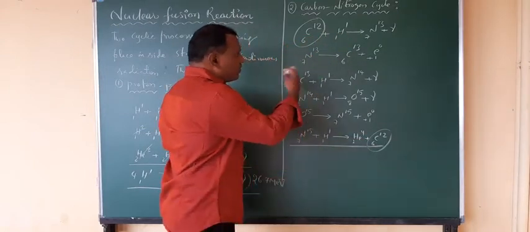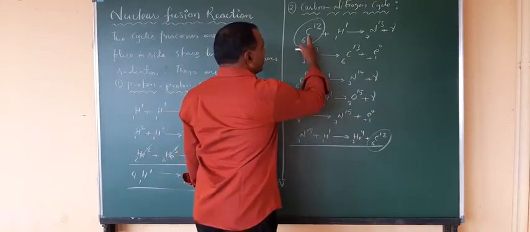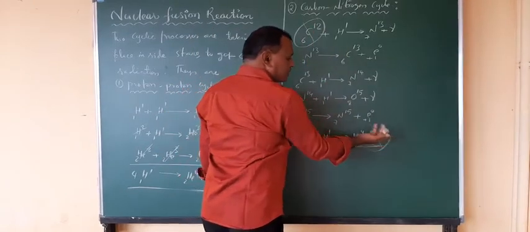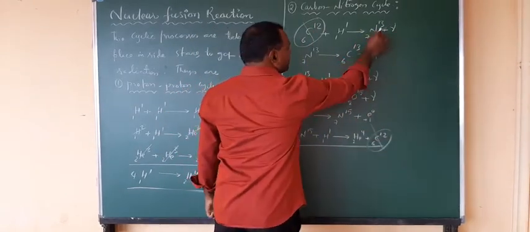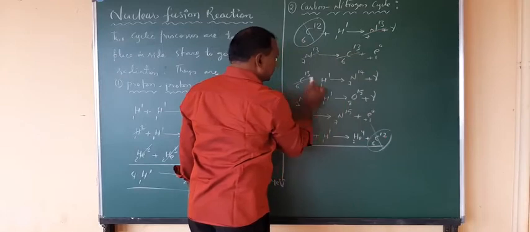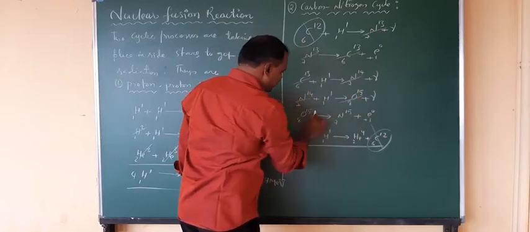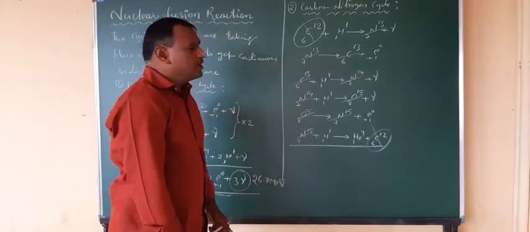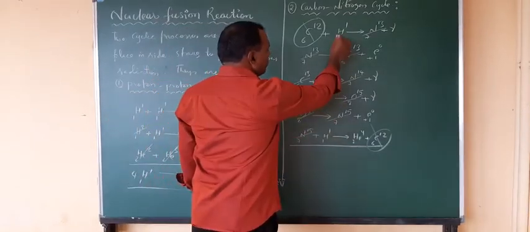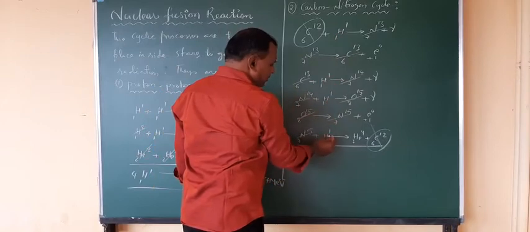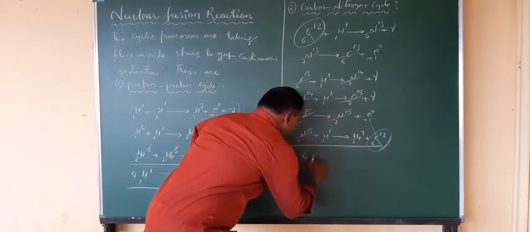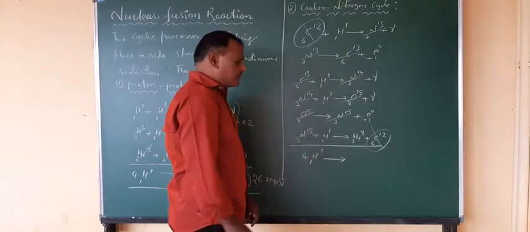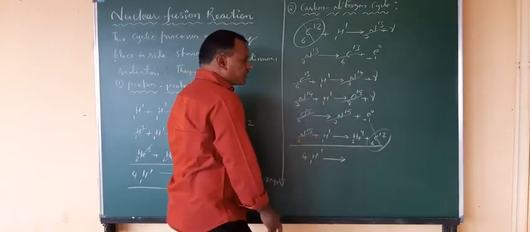So what is the net reaction if you observe? See here, carbon is in the reactants and also in the products, so it cancels. Similarly, this one, this one, and the oxygen and this one are cancelled. Now in the net reaction we have 1 proton, 2 protons, 3 protons, 4 protons. So 4 protons are fused together. What are the reactants? We have only 4 protons. What are the products we get here?